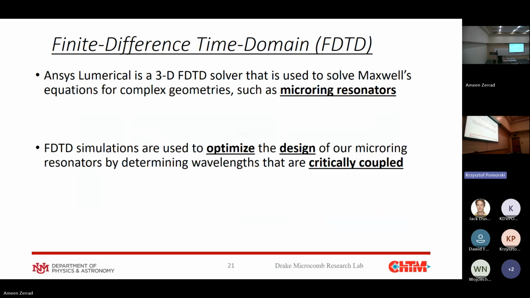So how do we design our couplers? We use finite-difference time-domain, or FDTD. We use ANSYS Lumerical, a 3D FDTD solver. It's very similar to FEM in the sense that although it's not steady state, it is time dependent here. You have transients, but it's similar in the sense that it allows us to solve Maxwell's equations for complex geometries. So we can use these FDTD simulations to optimize the design of our microresonators by determining wavelengths that are interesting, that we need to be critically coupled.